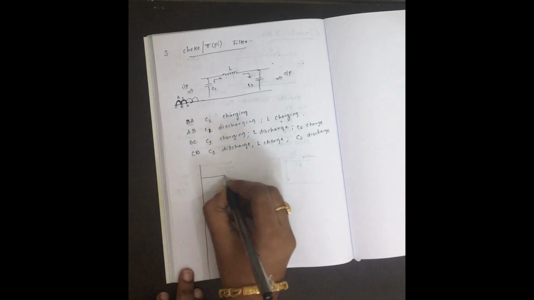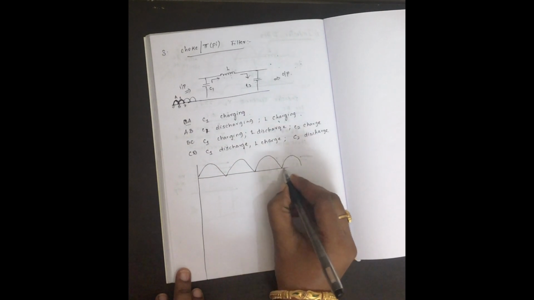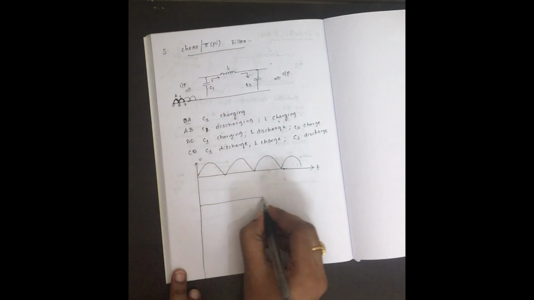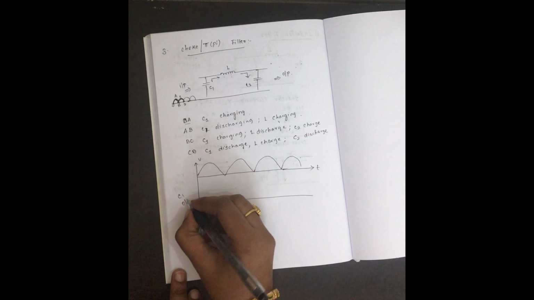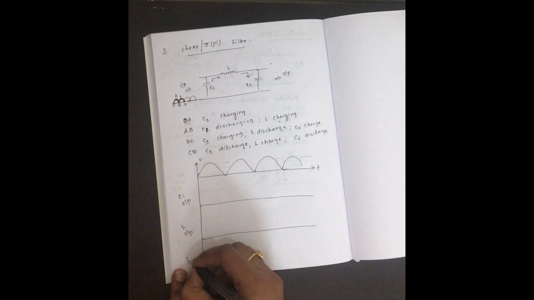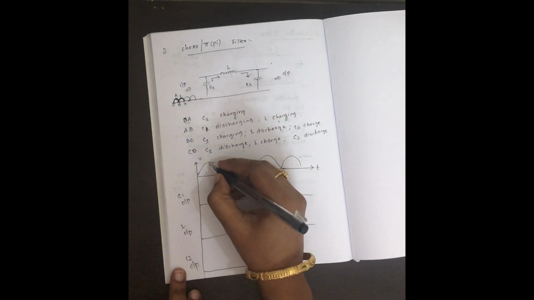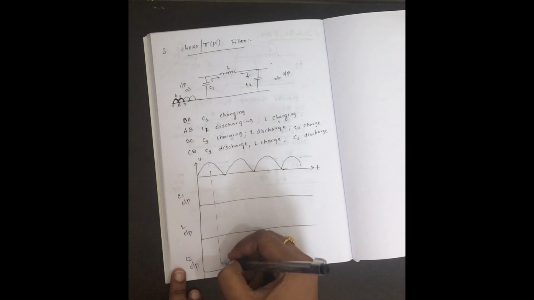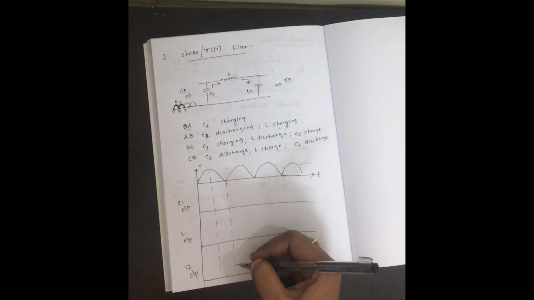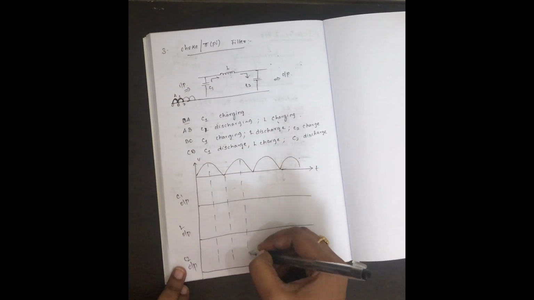I'll explain with the graph. So this is the input signal. This is the C1 output. This is the L output, and this is C2's output. Okay, so I am making these dotted lines so that it will be easier for understanding purposes.